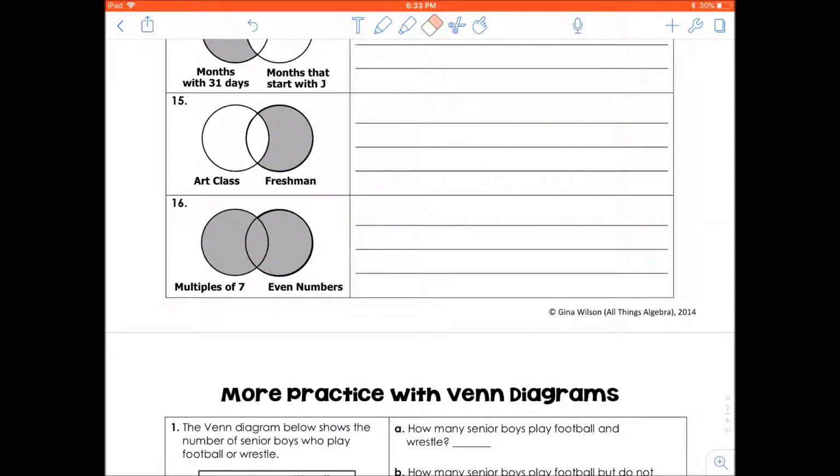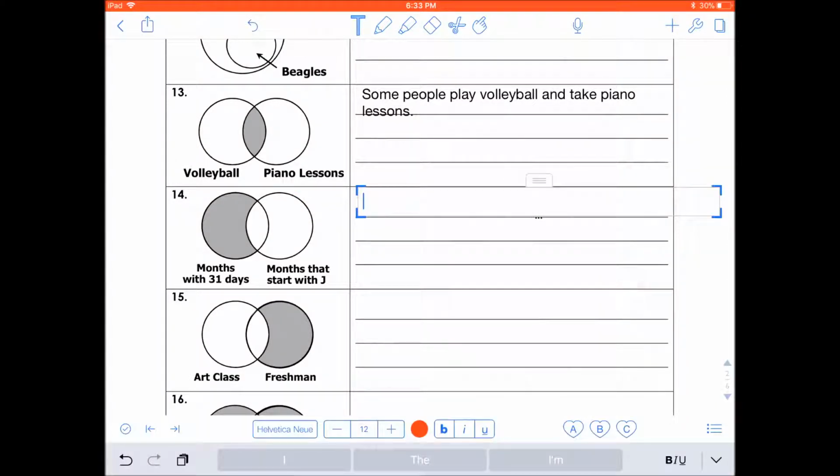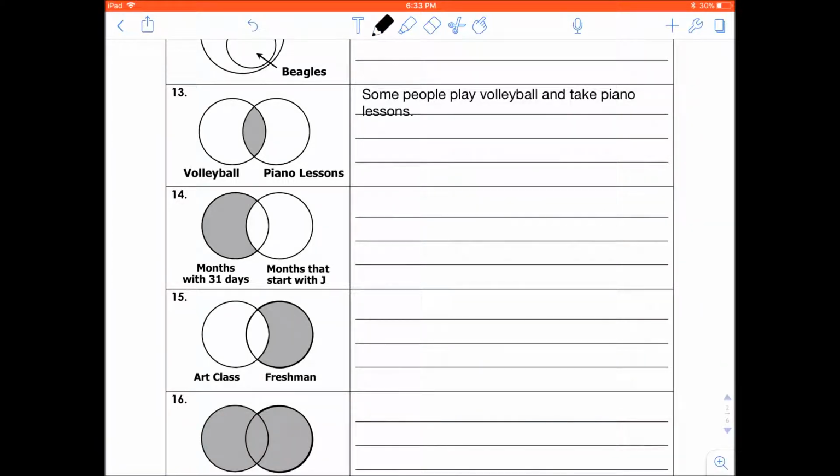Now our final picture that we should do is, let's describe what's going on here in number 14. So in number 14 here, what do we got? We just have to describe the shaded region. So this circle here, I've already got the description of that circle. That circle is the months with 31 days. However, I don't want the whole circle. I want that circle, but I don't want these months in here.